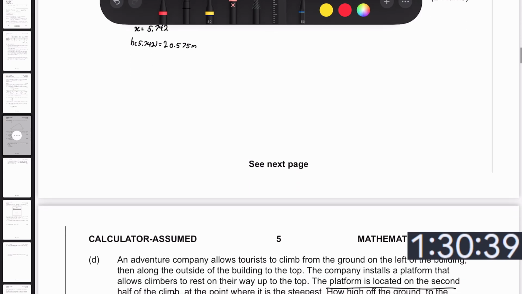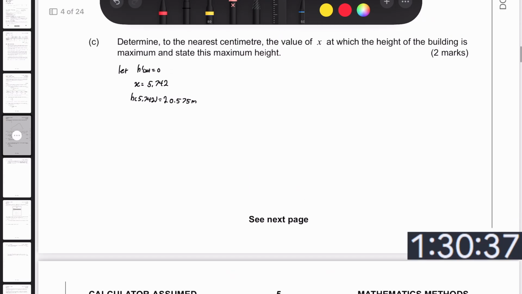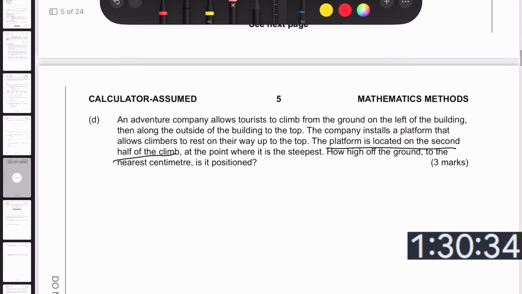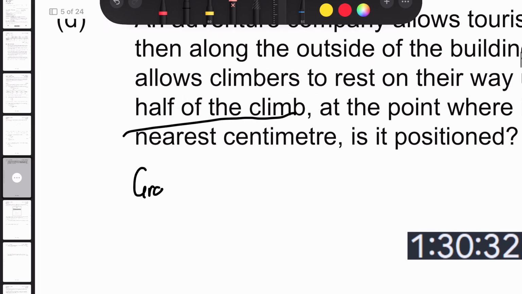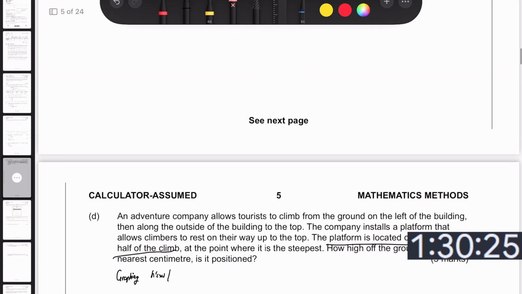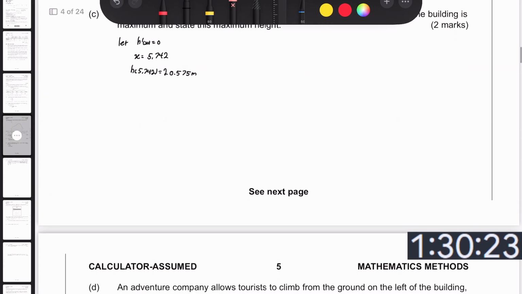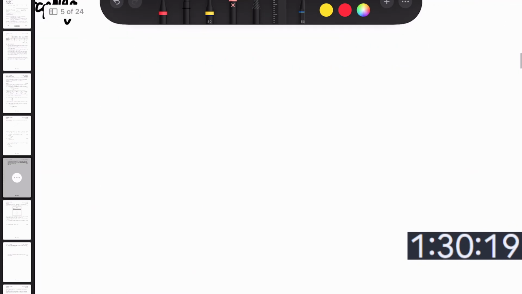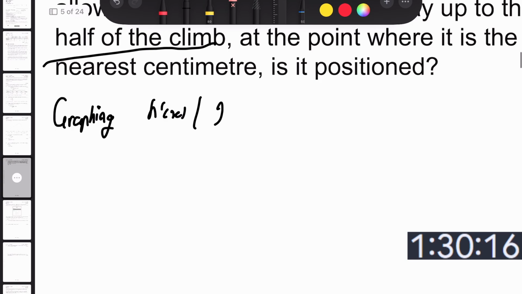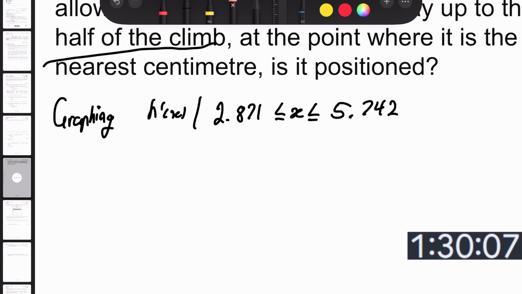So how am I going to do this? Should I just do this in a graph? I'll just graph h of x. So graphing h dash of x, given that he wants the second half of the climb. So what's 5.742 divided by 2? That is 2.871, less than or equal to x, less than or equal to 5.742. So graph this.